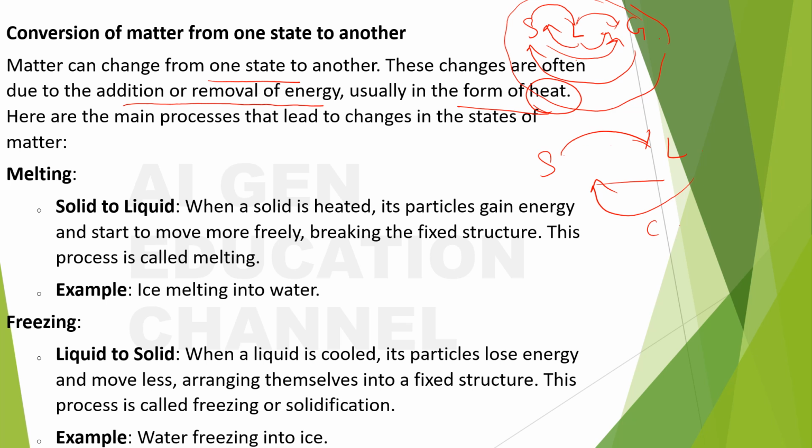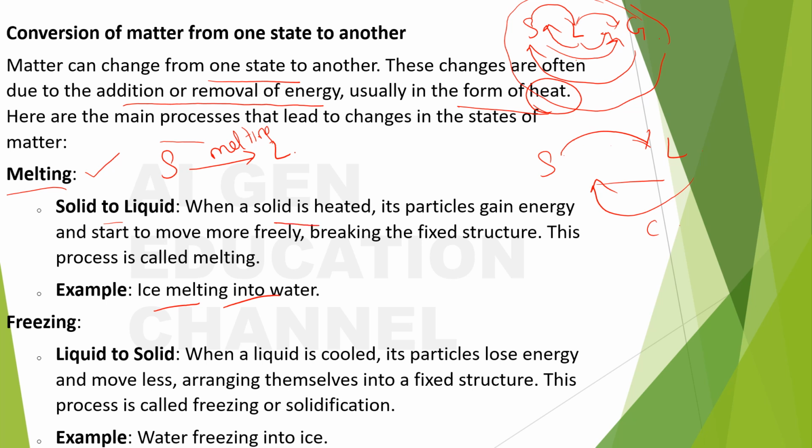Now let us see what the processes are called. Here are the main processes. What is that? Melting, solid to liquid. So when one substance turns from solid to liquid, it is called melting. The popular thing is ice melting into water. We use this word so often, right? So melting means solid to liquid.